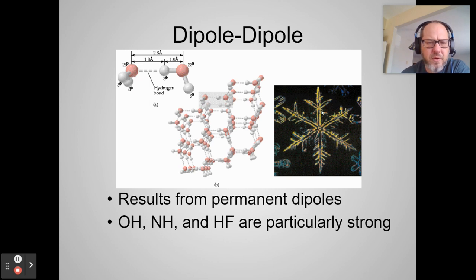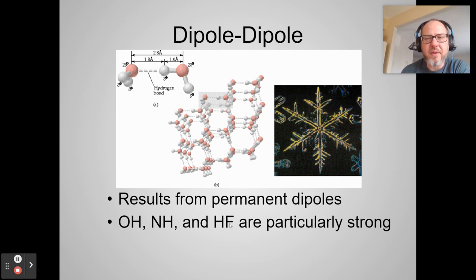So cool. So permanent dipoles from these bonds, from an OH bond, an NH bond, and an HF bond, are particularly strong. Now, the ones we're going to care about most are the OH and the NH, because with OH you can be bonded to something else, and with NH you can be bonded to something else, but HF is just it. That's the molecule, right? You can't have HF bonded to something else.